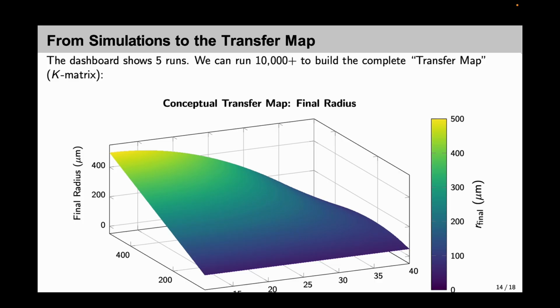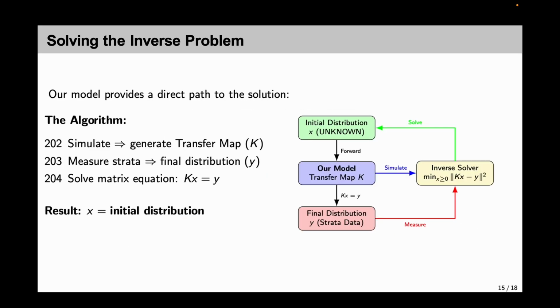And this map is the final key. As this diagram shows, the problem is to find the initial distribution x. We're given the final distribution y from the strata data. We have just simulated the transfer map K. This gives us the matrix equation K times x equals y. We can now use a non-negative least squares solver to find x. This provides the complete, direct answer to the SCUDEM prompt.